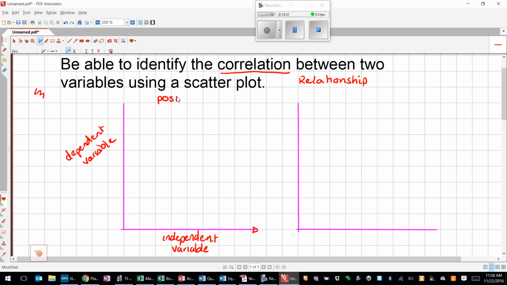I would like you to draw a graph that shows a positive correlation, and one that shows a negative correlation. So a positive and a negative. What do you think they look like? Do I need to go back down? Yeah.